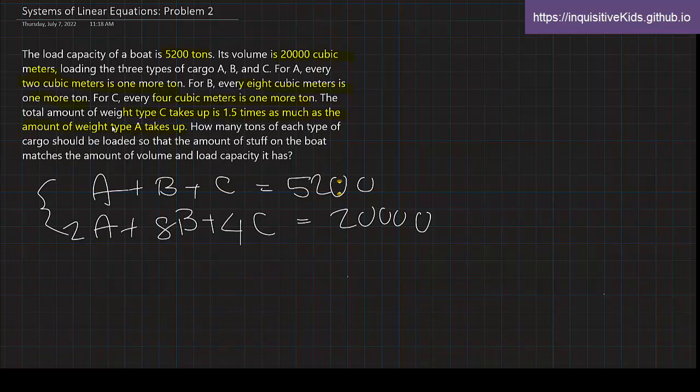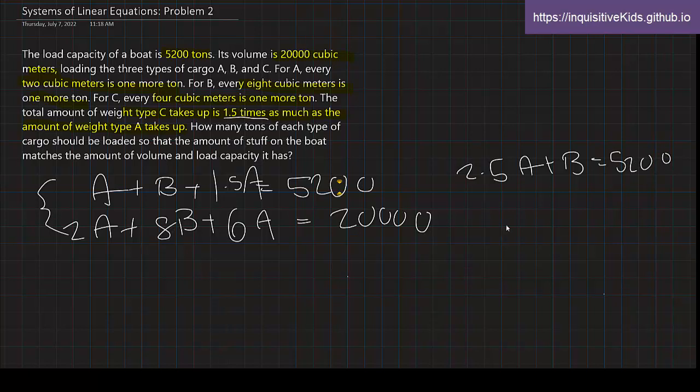Remember, it says that the amount of weight that type C takes up is 1.5 as much as the amount of weight type A takes up. So we could just replace C as 1.5A and replace 4C as 6A. Right, so that would cover this, and we now only have 2 variables. So let's simplify. 2.5A plus B is equal to 5,200. And 8A plus 8B is equal to 20,000.